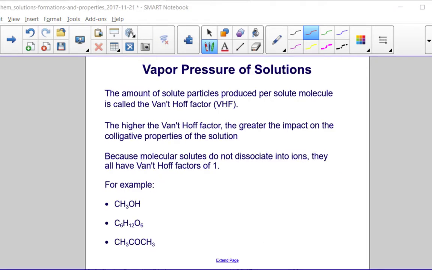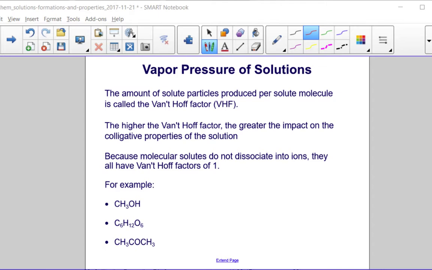The amount of solute particles produced per solute molecule is called the Van 't Hoff factor, VHF. The higher the VHF, the greater the impact on the colligative properties of the solution. In other words, the more ions or the more particles you have per solute molecule, the greater the effect.